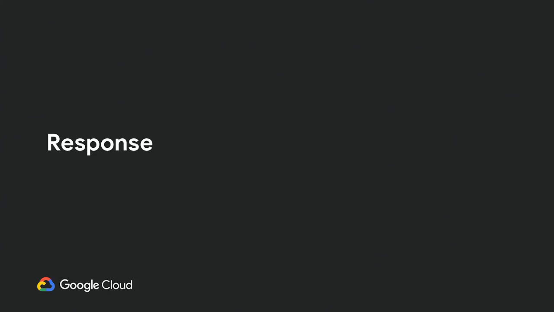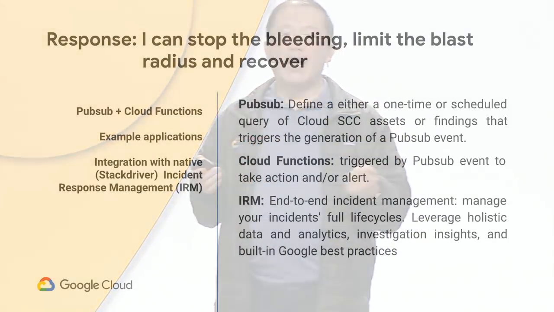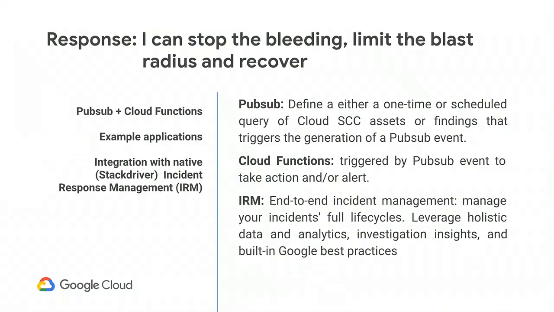The final piece is this has to date been about visibility and detection, and now we're going to talk about the response piece. So for response, it's really: can I stop the bleeding? Can I limit the blast radius? And can I recover? For us today, that's done through a combination of PubSub and then Cloud Functions.